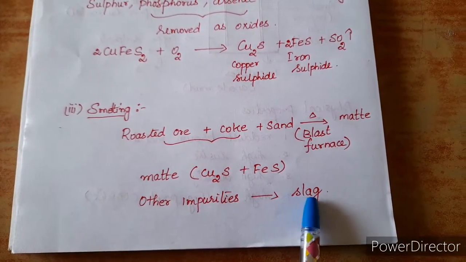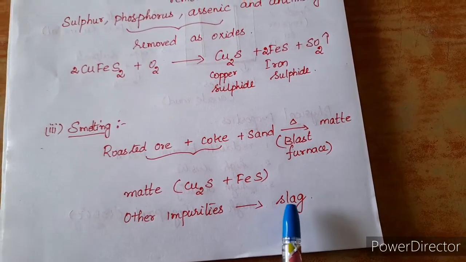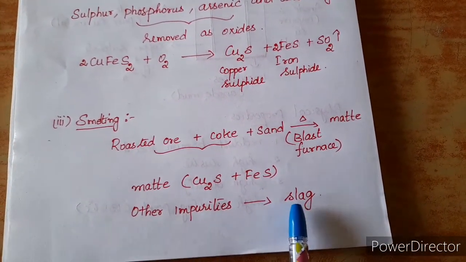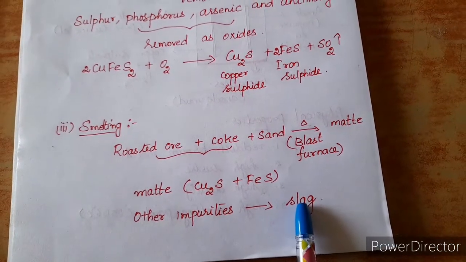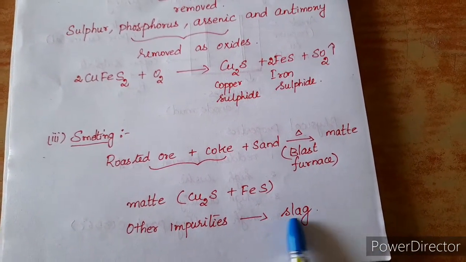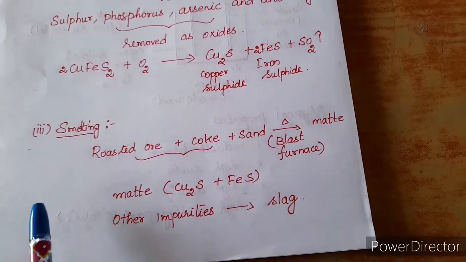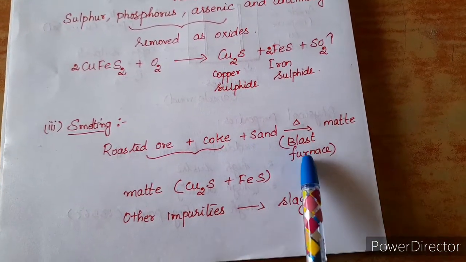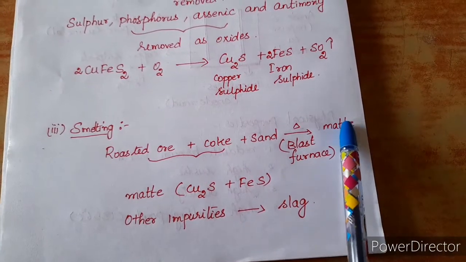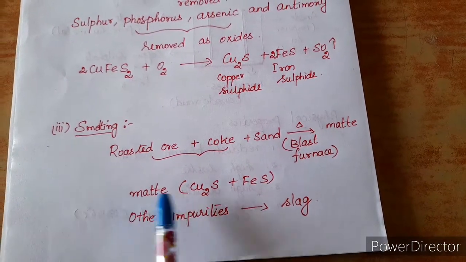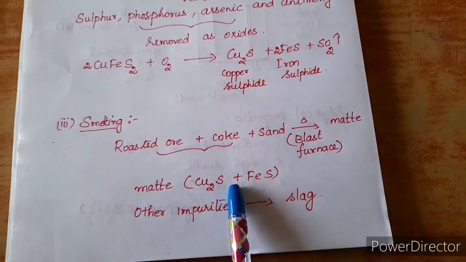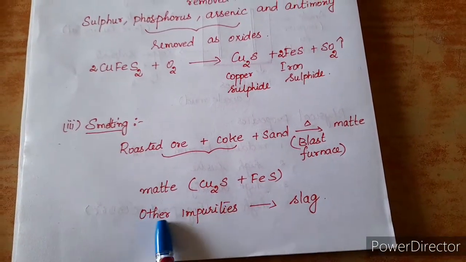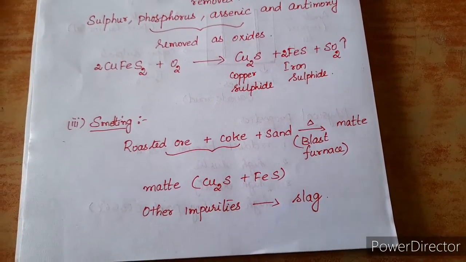Now these are the terms that we have seen in the general process, isn't it? The general process of extraction of a metal. So you should have been familiar with this slag. Slag is the impurities that are being removed. In the roasting process, the roasted ore is mixed with coke and sand, and it is taken in a blast furnace. We get matte and slag. The matte consists of copper sulfate and ferrous sulfate, that is the iron sulfate. The other impurities are removed as slag.